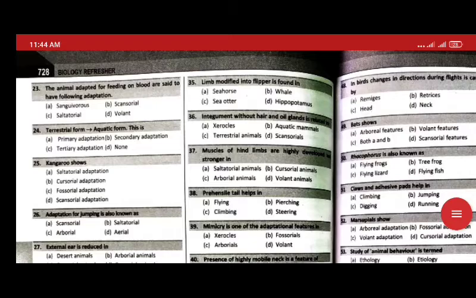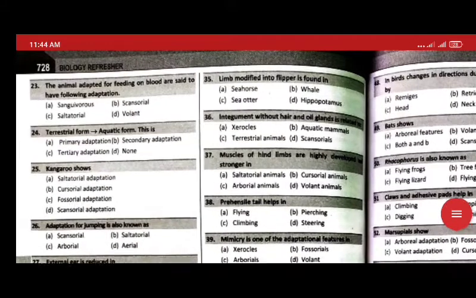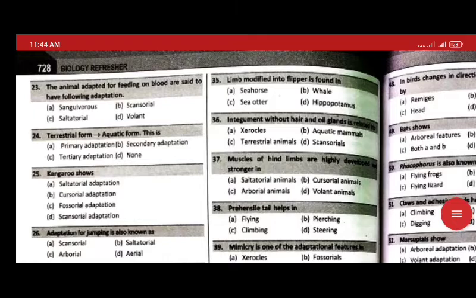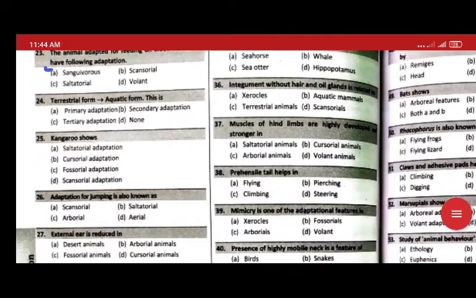Now continuing to our lecture, we have 22 number. The animal adapted for feeding on blood are said to be... So for blood that is called sanguivorous. 24 number. Terrestrial form to aquatic form. So that is called 24B. That is called secondary adaptation.